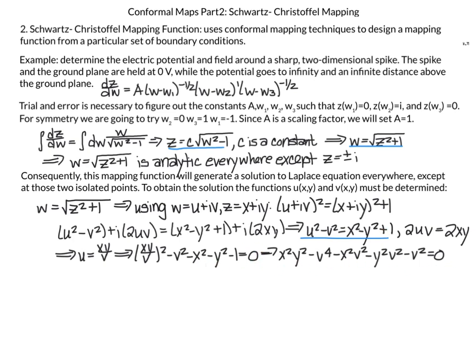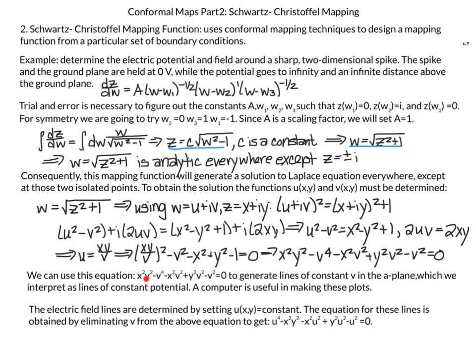Some more algebra over here. We can then use this equation, x squared y squared minus v to the fourth minus x squared v squared plus y squared v squared minus v squared equals 0, to generate lines of constant v by setting v equal to a constant in the z-plane, which we will interpret as lines of constant potential. A computer is useful in making these plots, and this is generated in your book, so I'm not going to reproduce them here.